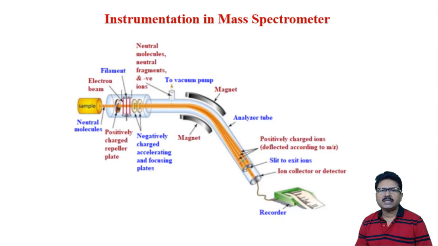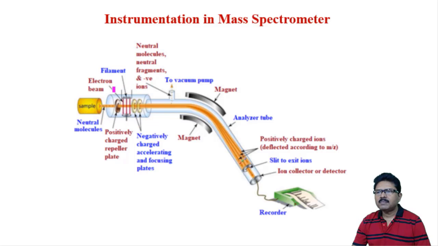Now the instrumentation aspect of the mass spectrometer. The first stage is ion production. So this is the ion chamber where ions will be produced. The sample should be entered into the ion chamber. So this is the sample inlet. The sample must be in gaseous form.